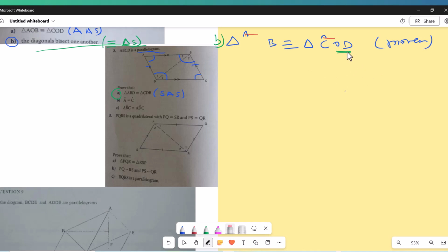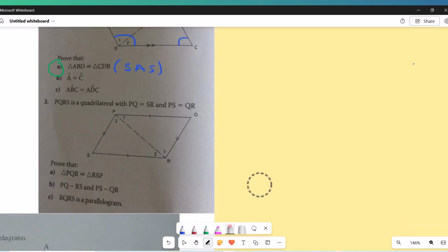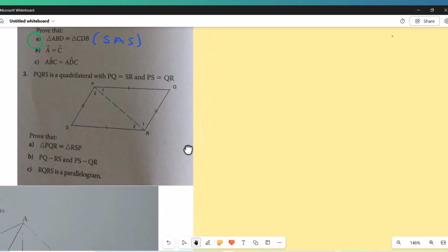Okay. I repeat, they're saying that PQRS is a quadrilateral. They say that PQ equals SR, and then PS equals QR. Prove that triangle PQR is congruent to triangle RSP. Okay. Any ideas here? What do we do here? What can we do here?